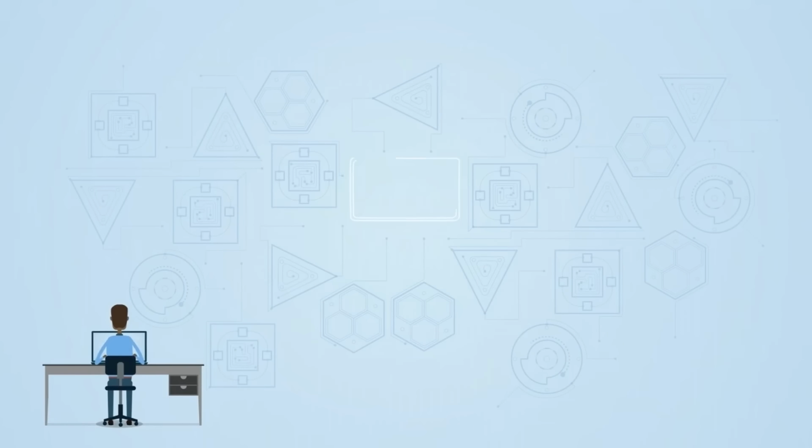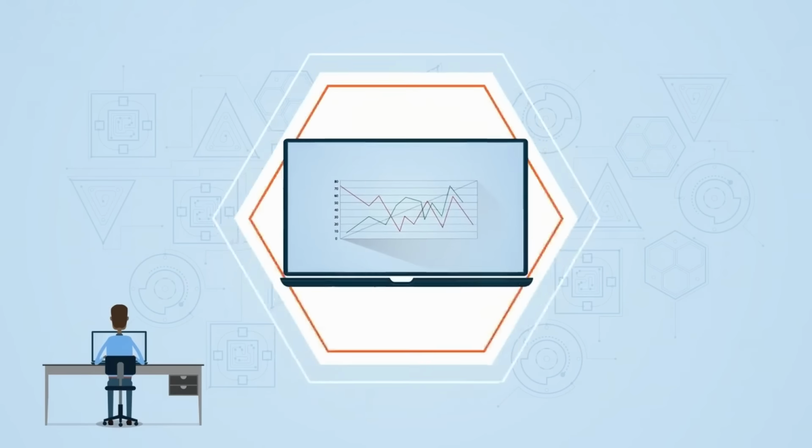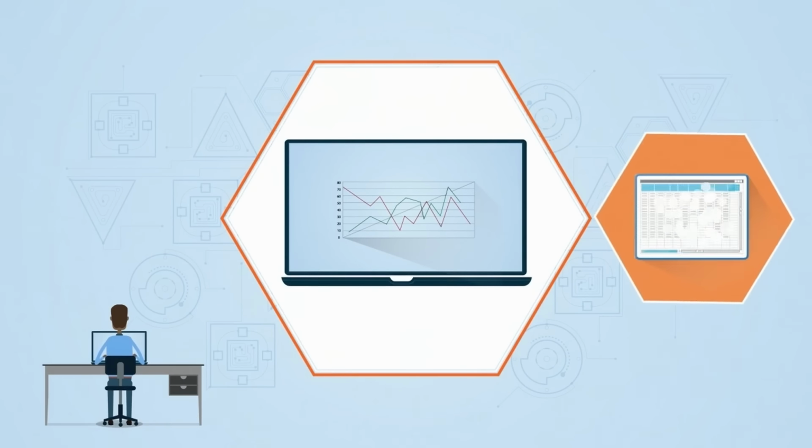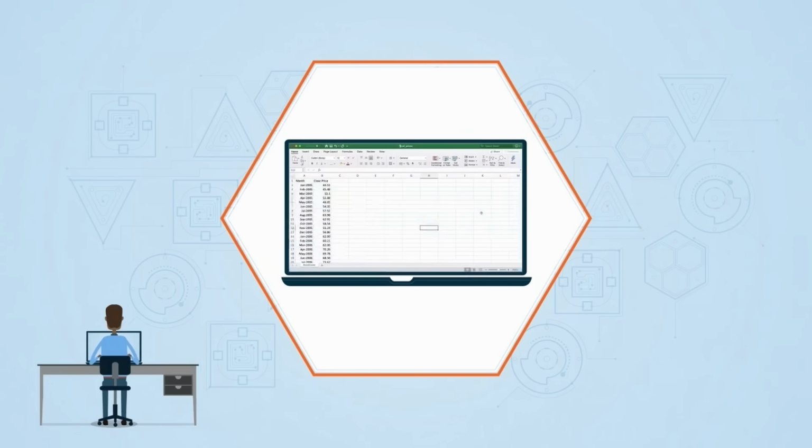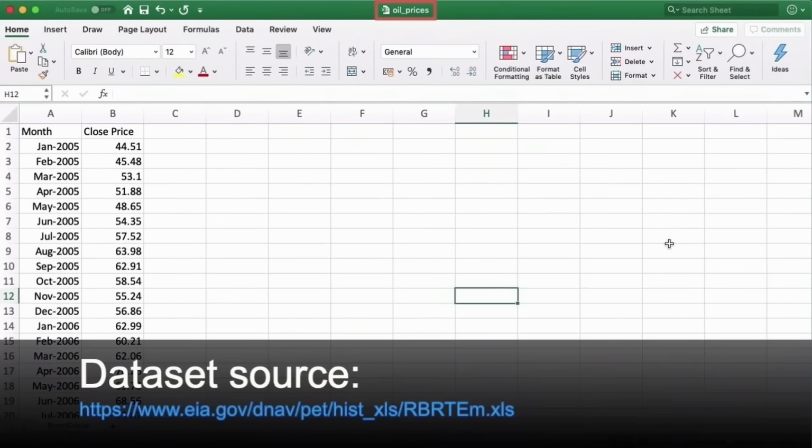Let's start with an example in which we construct a simple line plot, first using Excel, and then replicate the same operation using Openpyxl, just as we've done so far. For the purposes of this example, we will be working with Brent crude oil prices. The source of this data is at the URL that's on screen now.